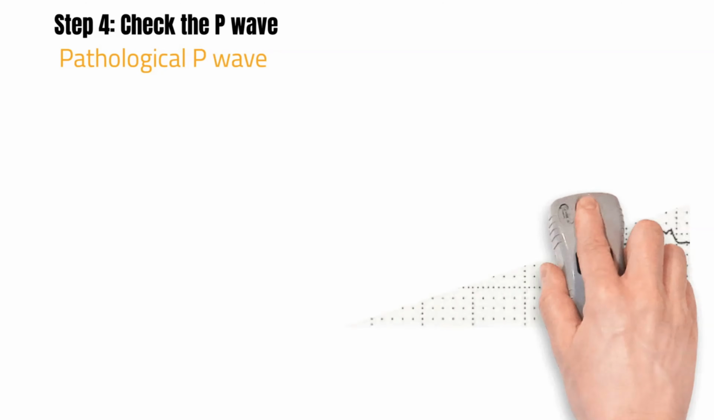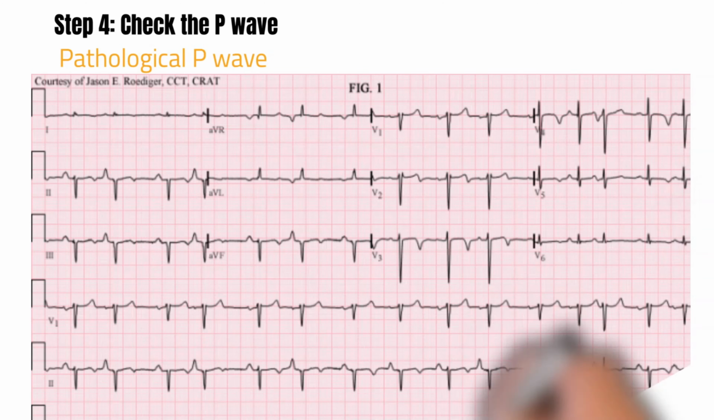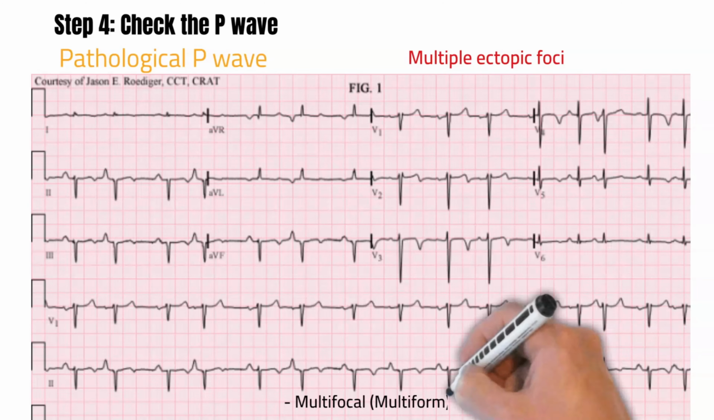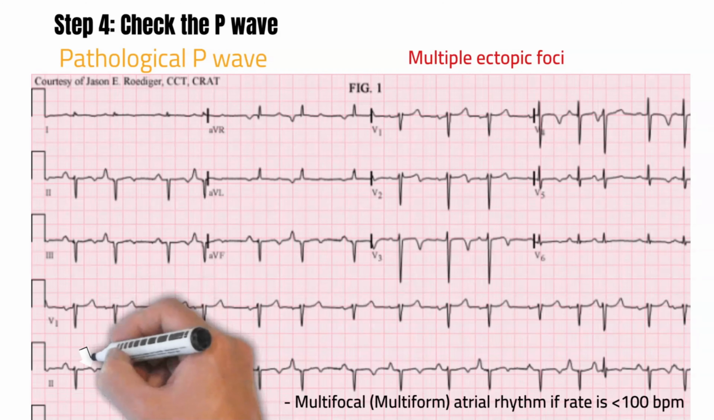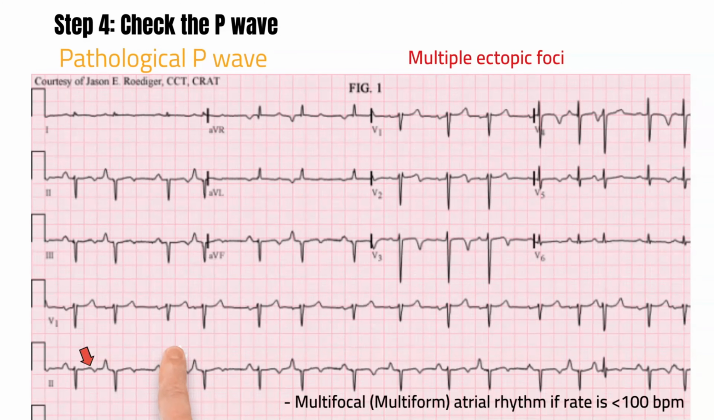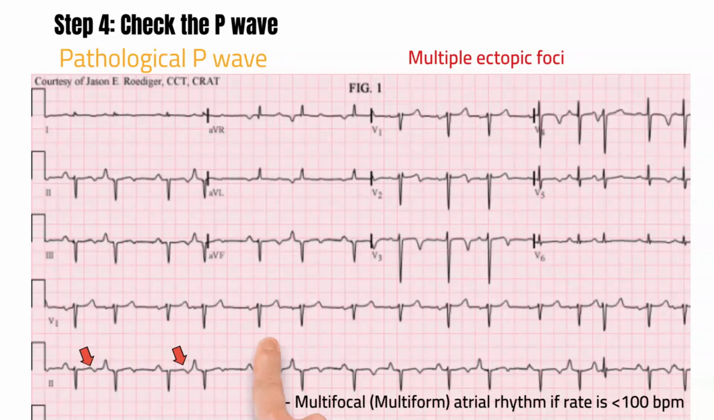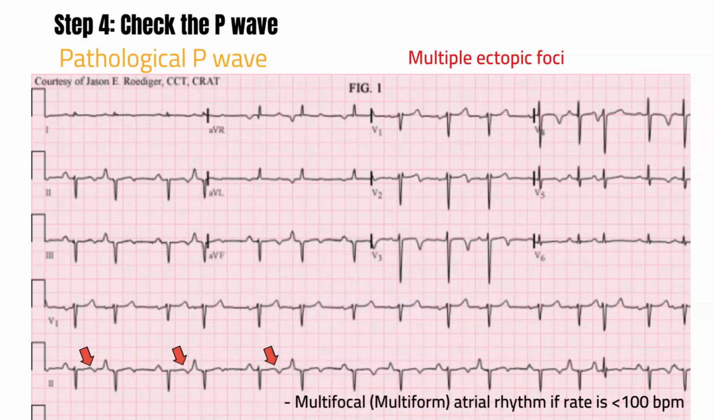If at least 3 different shaped P waves can be seen in a given ECG lead tracing, this implies that even if one of them arises from the SA node, at least 2 others are arising elsewhere. This can be taken as evidence of multiple ectopic foci and is called multifocal or multiform atrial rhythm if the rate is less than 100 beats per minute.